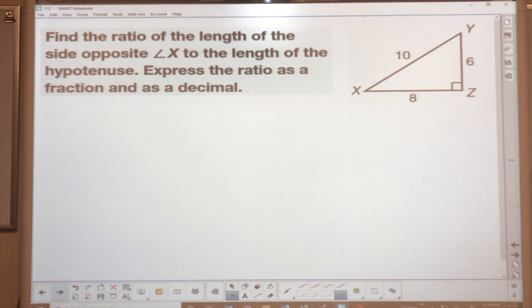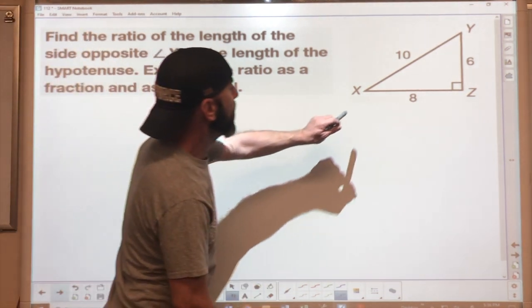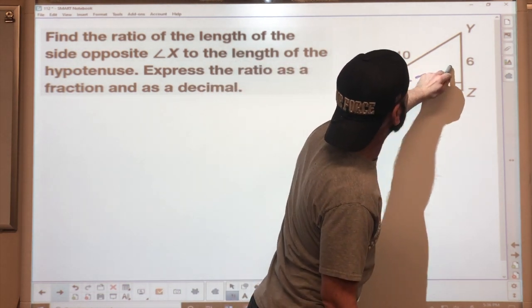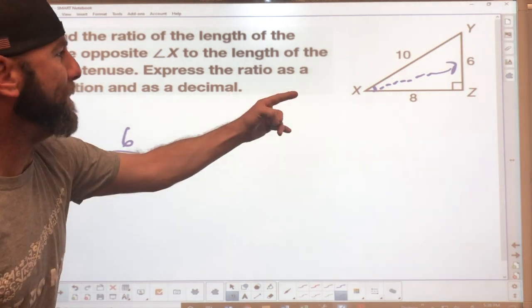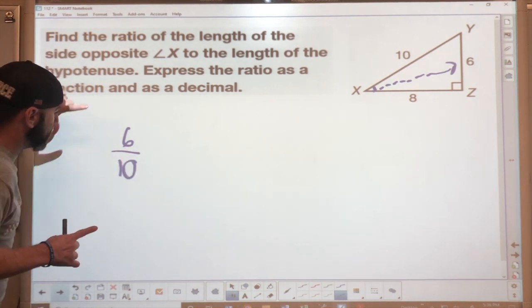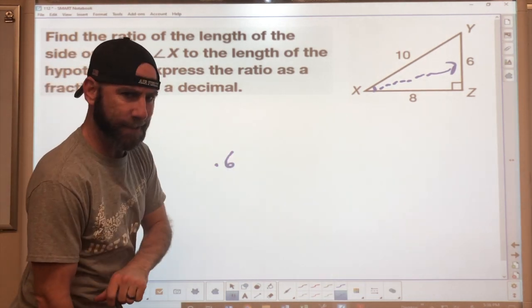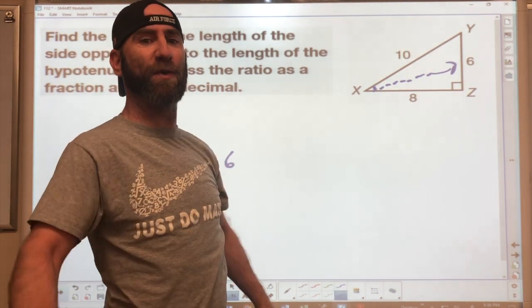Next one, find the ratio of the length of the side opposite angle X to the length of the hypotenuse. Okay, be thinking about where that is. What is the side opposite of angle X? Well, again, here's our triangular room. You're standing right there on this corner. What's opposite of angle X? Opposite is all the way across the room. Boom, 6. The ratio of the side opposite of angle X to the length of the hypotenuse. The hypotenuse is 10. There it is. As a decimal, 0.6. You're learning something valuable again for a small little trigonometry unit that we're going to do next year in Algebra 1.